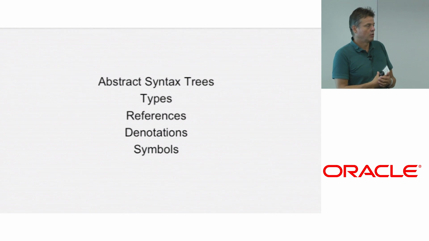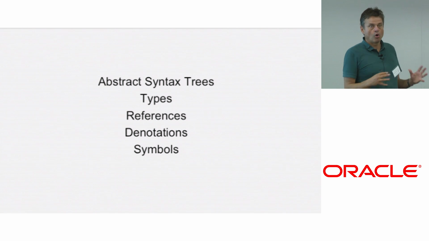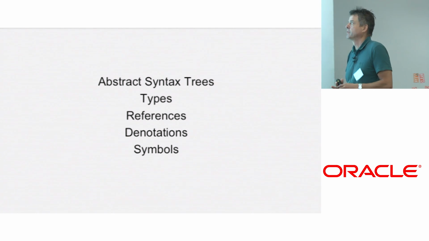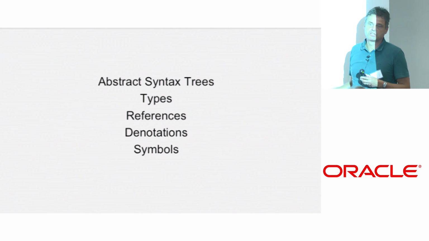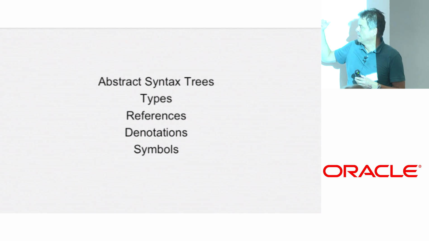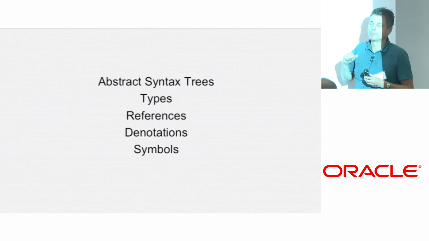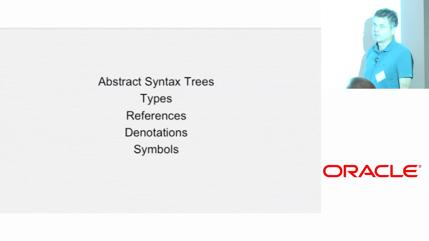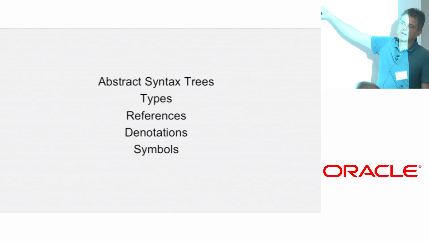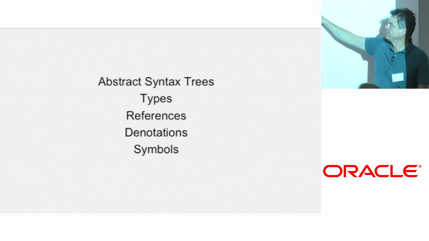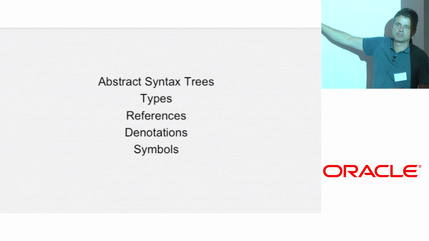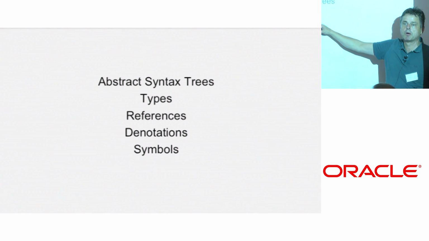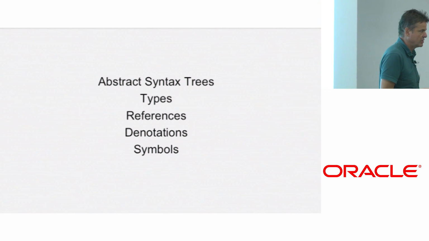So what I'm going to do now is look at some of the core data types of a compiler and how they relate to this model. So the types I'm looking at will be abstract syntax trees, types, then something called references, something called denotations, and something called symbols. And in traditional compilers, I think you recognize abstract syntax trees. They all have that, basically. You recognize types, of course. They all have that. And you recognize symbols. But these things, they probably require some more explanation.